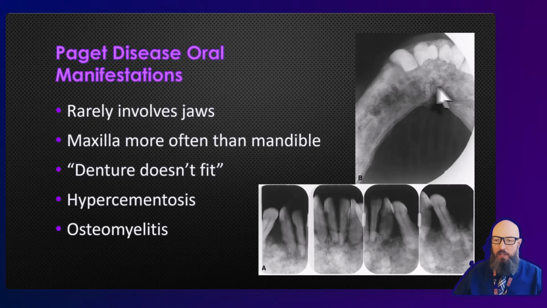If we just have a solitary area, sometimes fibrous dysplasia can look like this. Paget disease is a little bit more generalized than just localized to one area, but it may just affect one arch or the other. In fact, it's more common in the maxilla than the mandible.